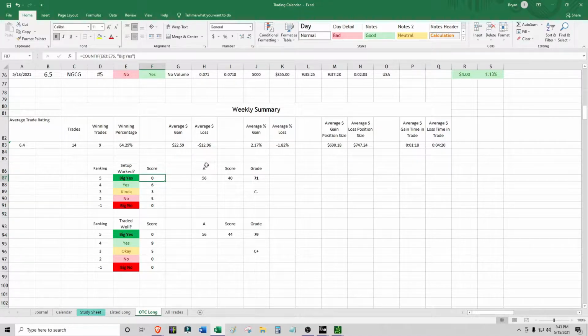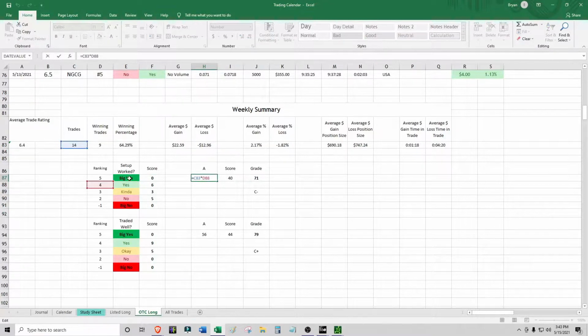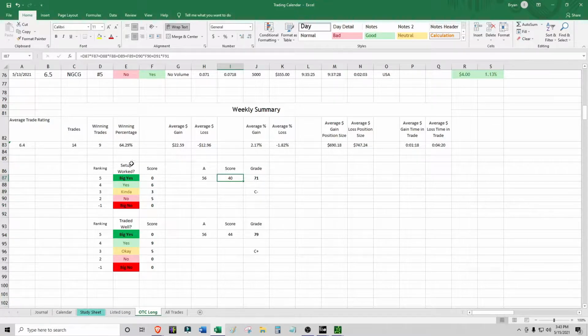And what I would call an A, because it's going to be hard to always get a big yes, that you traded absolutely perfectly on every single setup, I think a yes is pretty good. So an A is basically 14 trades times 4 points, so 56, and I got a 40 in terms of did the setup work. C minus. And right here was C plus, a 44.